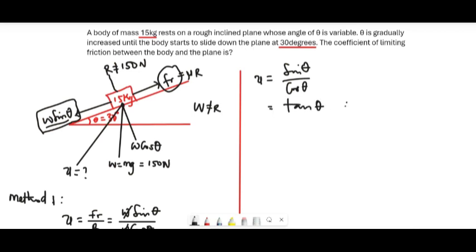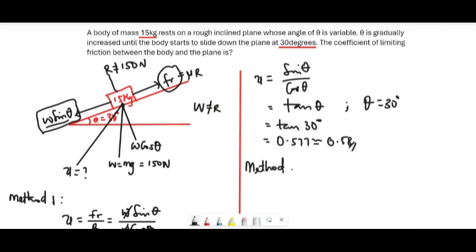So this is my theta. Your theta is 30 degrees, right? So what am I going to have? I'll have tan 30 degrees. That's going to give me 0.577, which is approximately 0.58. So that's my solution to this question. That's the first method. Method 2 is for me to just say mu is equal to tan theta. Tan theta will give me tan 30 degrees, right? That will give me 0.58.